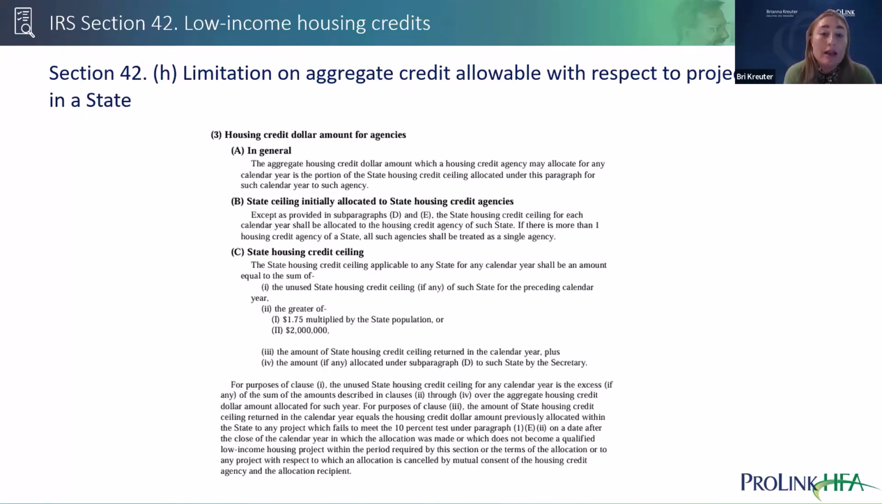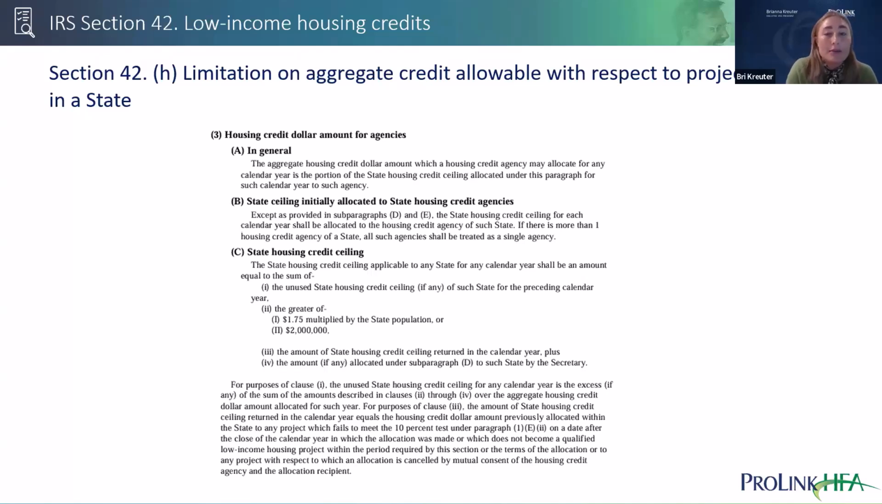And if the jurisdiction has a low population, then it does receive an alternative small state minimum value, which on this screen shows it was 2 million back at the time that this was the current guidance.